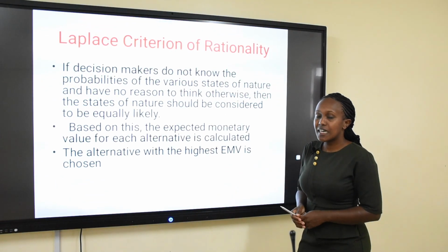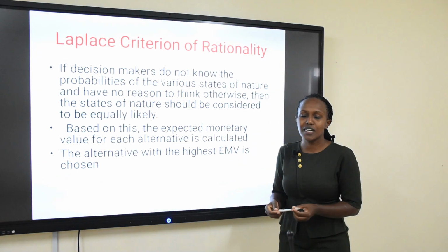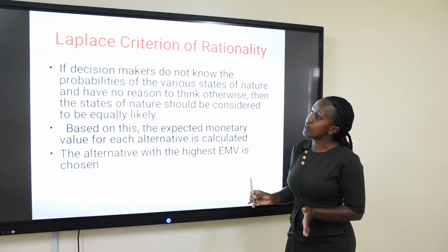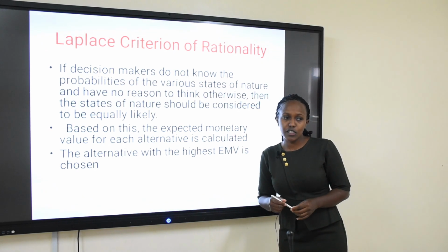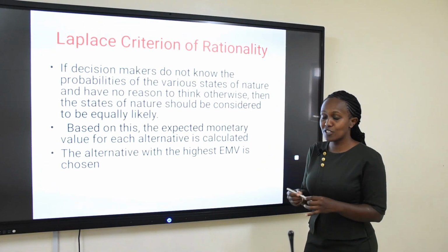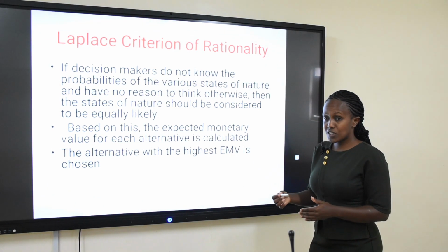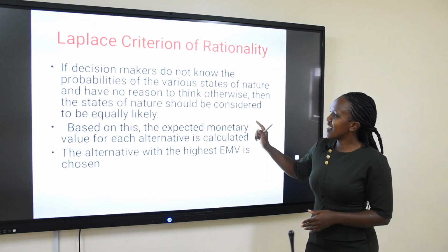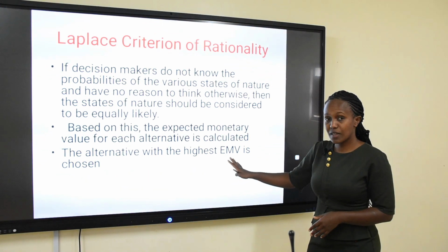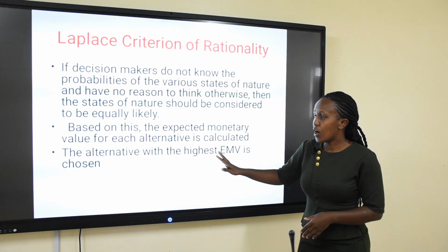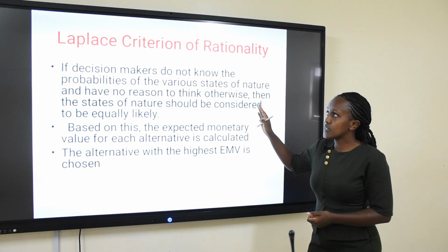The next one is the Laplace criteria of rationality. Here, the decision maker, assuming that nothing is known about the probabilities of the various states of nature, assumes that all the states of nature are equally likely to occur. They have an equal chance of occurrence. Based on that assumption, we are going to compute the expected monetary value, the EMV, which is a multiplication of the payoffs and the probability. Here, the probabilities are going to be equal in this criteria.